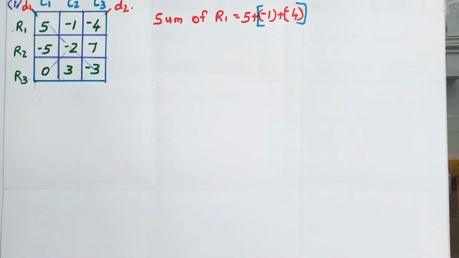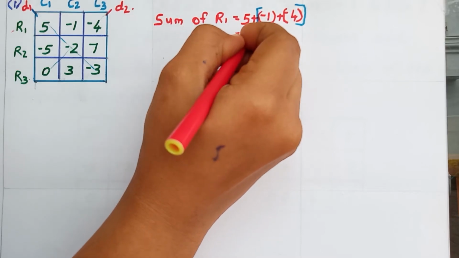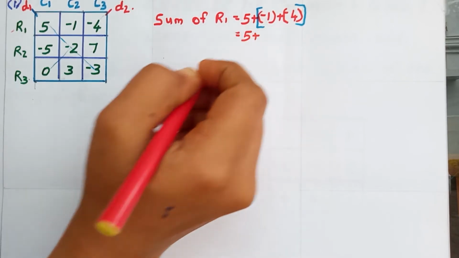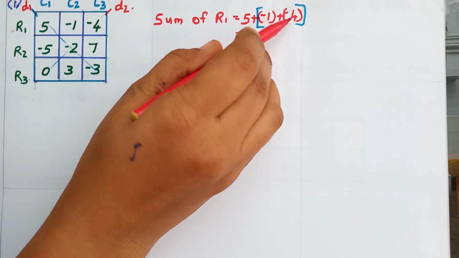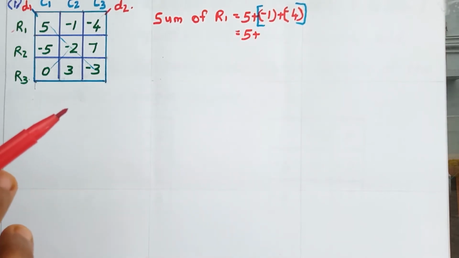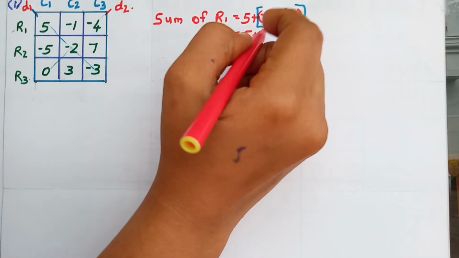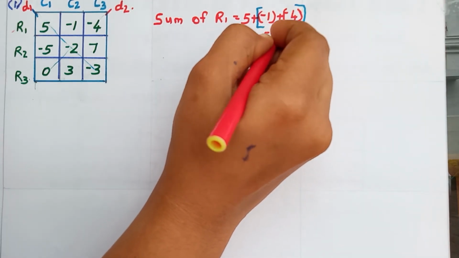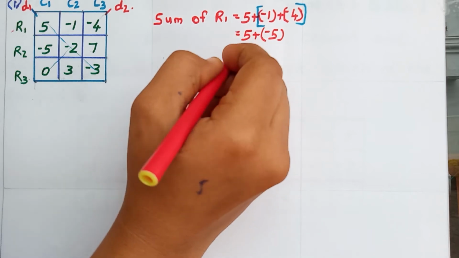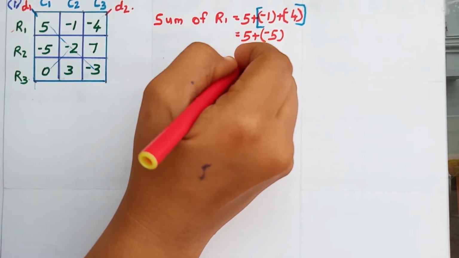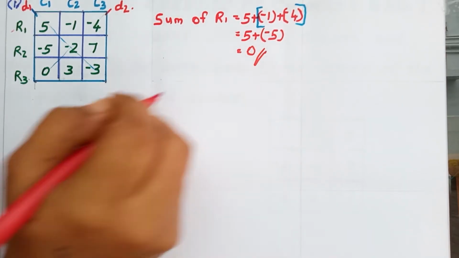Then after that, write down 5 as it is and find the sum of these two negative numbers. What will be the sum of these two negative numbers? Both have the same sign, so -5 will be the sum, and then 5 plus -5 will give us 0.